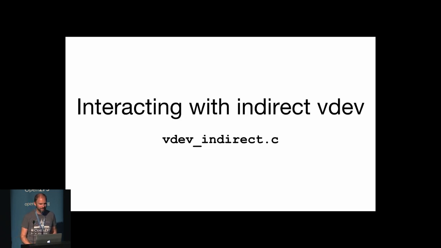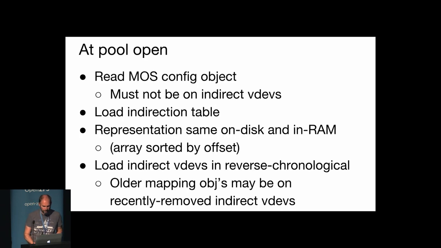Okay, that's what happens while we're removing a device. And I still have some time, so that's good. Because now I want to talk about, after the removal has completed, what do we need to do? How do we deal with it? So the first thing that you might need to deal with is opening your pool. When you open the pool, the first thing that we do, after we read some stuff off of the labels, is go into the MOS and read the MOS config object.